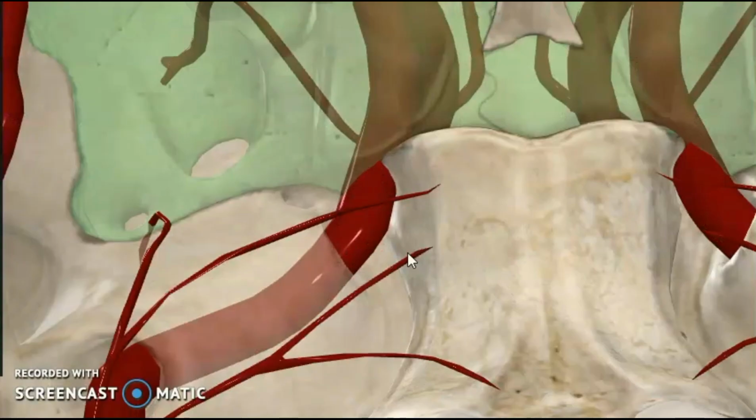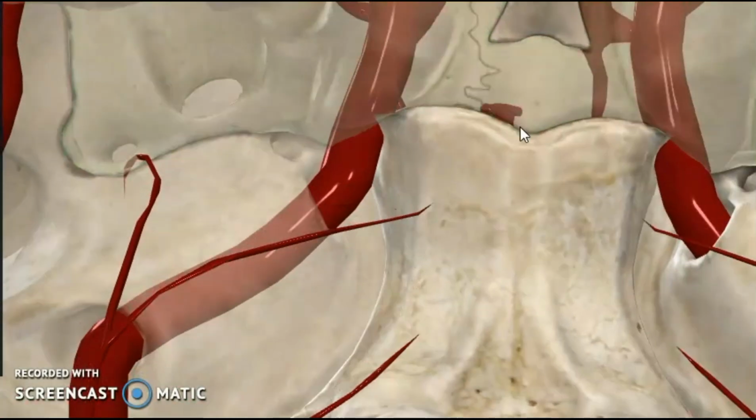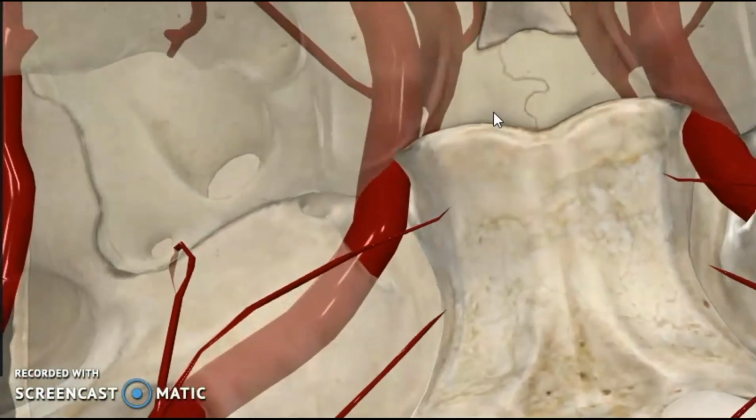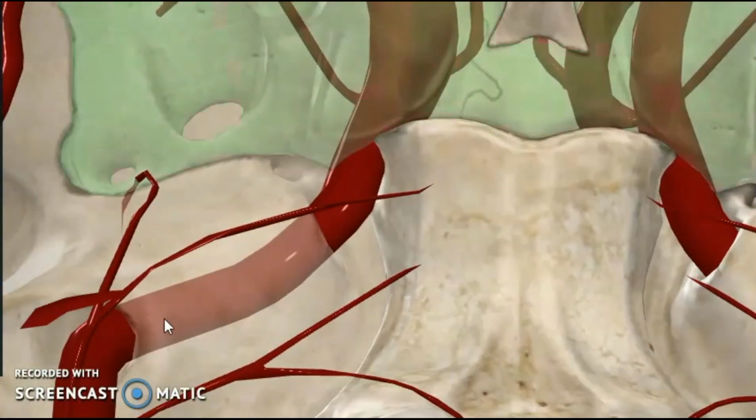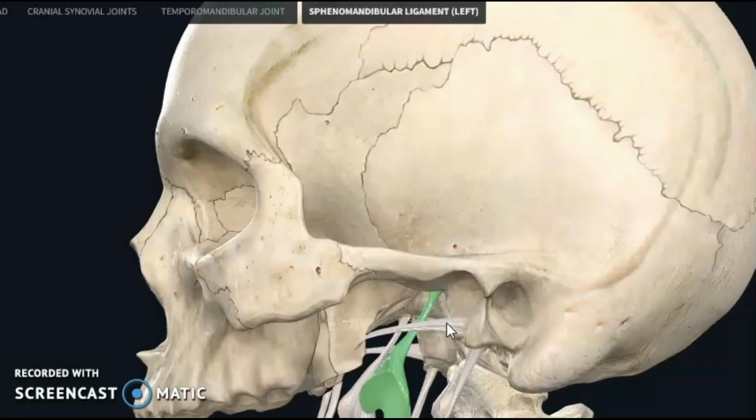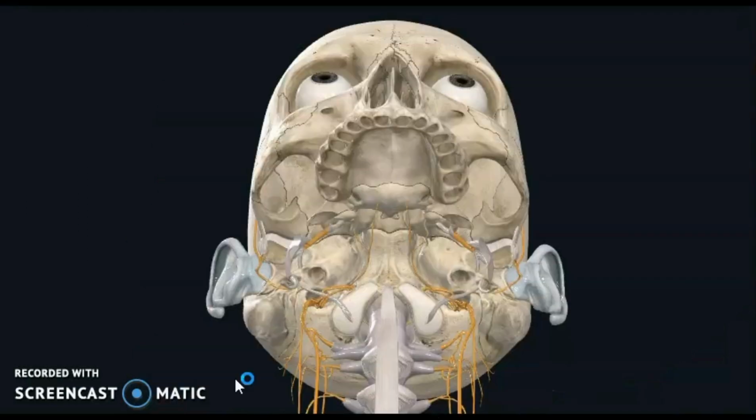You can see there, that is the foramen lacerum. That is the intracranial course of the internal carotid artery. You can see there, that is the intrapetrous course of the internal carotid artery within the bone. And coming to the attachments of the sphenoid spine, the pterygospinous ligament, and you will see the sphenomandibular ligament is also attached there.